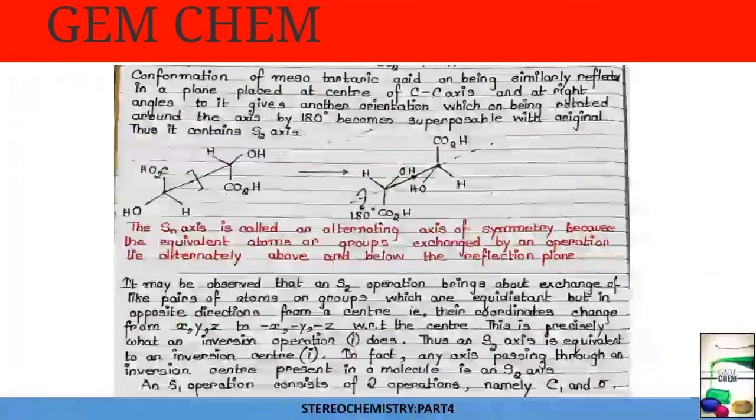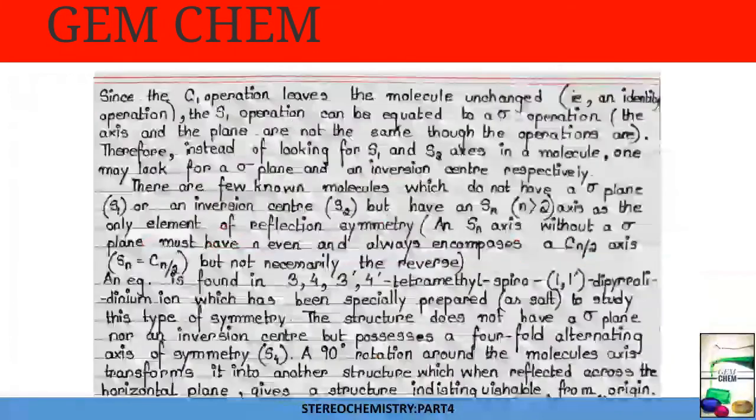Now the S1 operation consists of C1 and sigma. So remember, since the C1 operation leaves the molecule unchanged, the S1 operation is equated to a sigma operation. Okay, the planes are not the same though the operations are. Therefore, instead of looking for S1 and S2 axes in a molecule, one should look for a sigma plane and an inversion center.